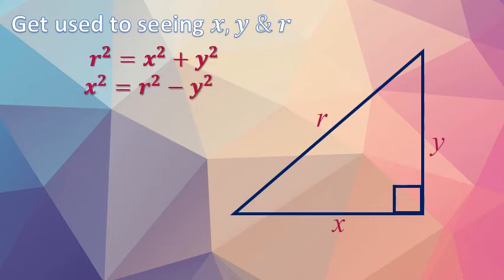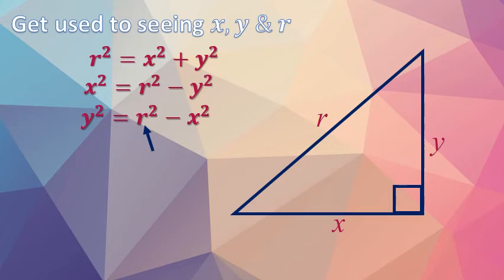Another way, if you were to be given the length of the hypotenuse and say the length of the vertical side, but you were asked to find x, we could change the subject of the formula so that x squared is r squared take away y squared. Likewise, if you are looking for y squared, it will be r squared take away x squared. Note that the hypotenuse in these subtraction sums always comes first.